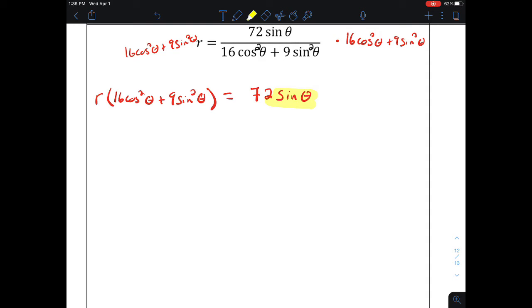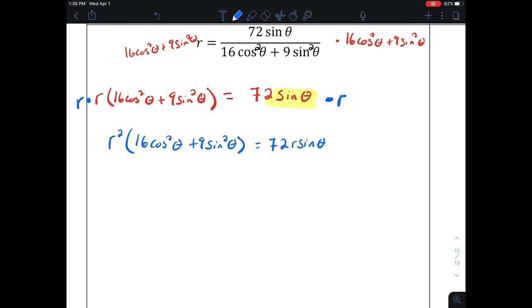We also have an issue on the left-hand side. If I were to distribute the r, I would have 1r times cosine squared, and r times cosine makes x, but to get rid of the other cosine that's multiplying to it, I'd have to multiply by another r. So from here, we're going to multiply both sides by r, which gives us r squared times 16 cosine squared theta plus 9 times sine squared of theta is equal to 72 times r sine of theta.